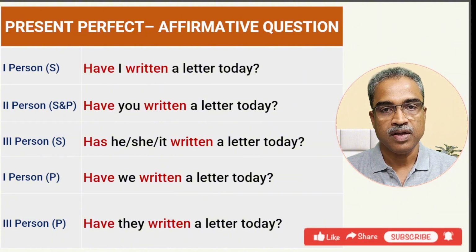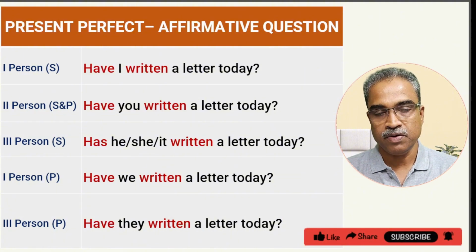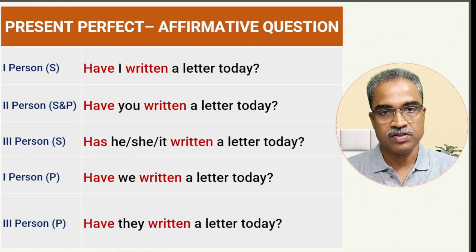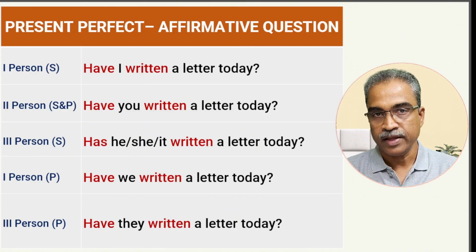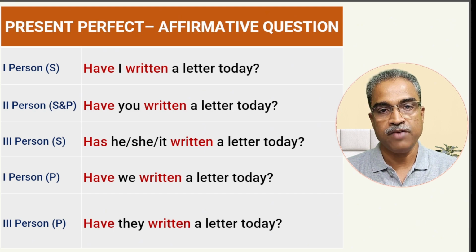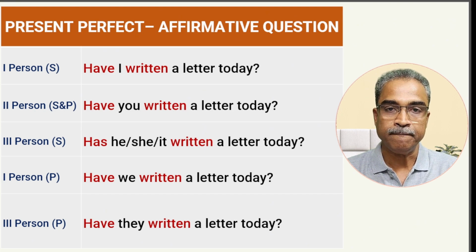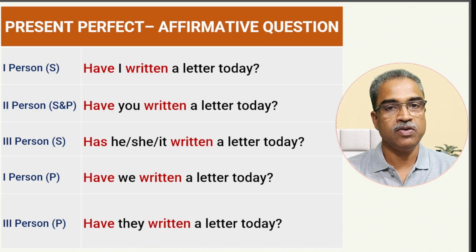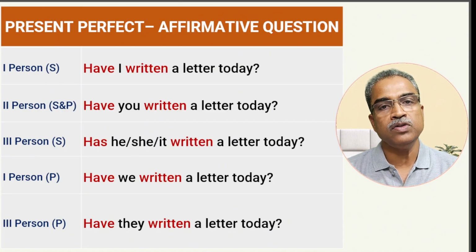Please remember, once again, in the present perfect, we have auxiliaries has and have. Has is used only with the third person singulars. Have is used with all the other subjects. So that is the only difference. And remember, the main verb will take its V3 form, past participle form, in all the perfect tenses. That's another thing.